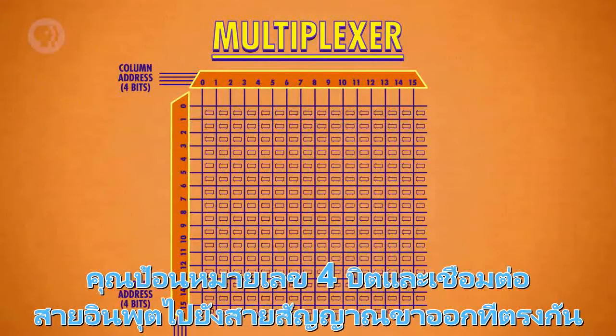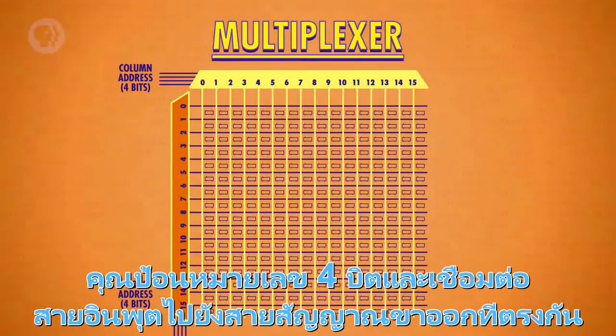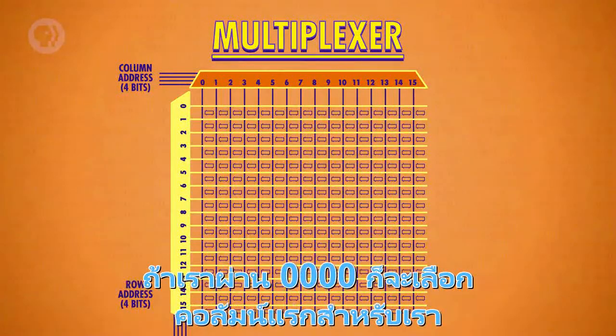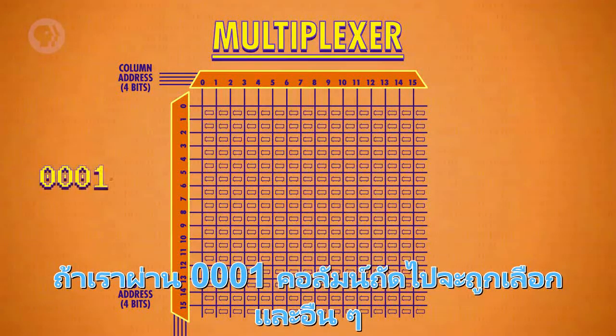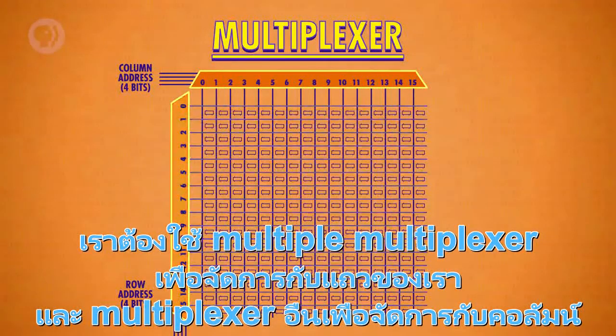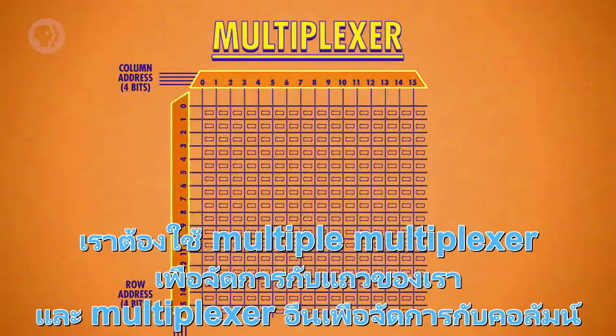It works like this. You feed it a 4-bit number and it connects the input line to a corresponding output line. So if we pass in 0000, it will select the very first column for us. If we pass in 0001, the next column is selected and so on. We need one multiplexer to handle our rows and another multiplexer to handle the columns.